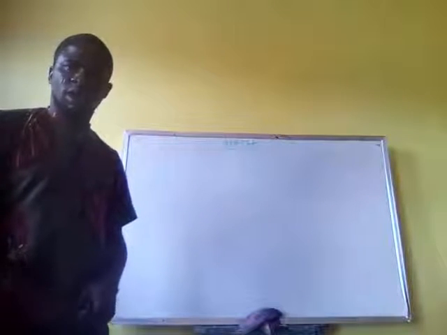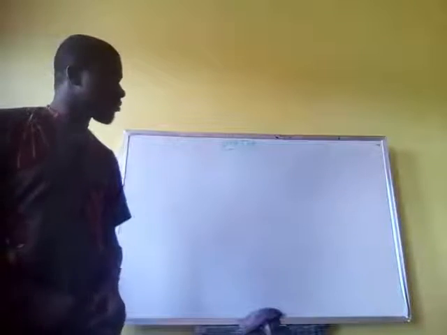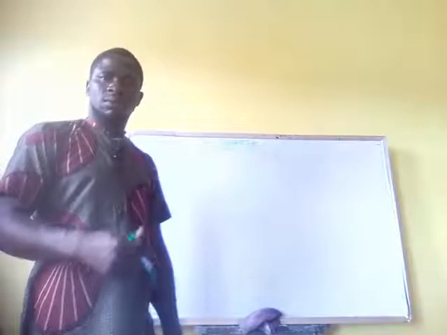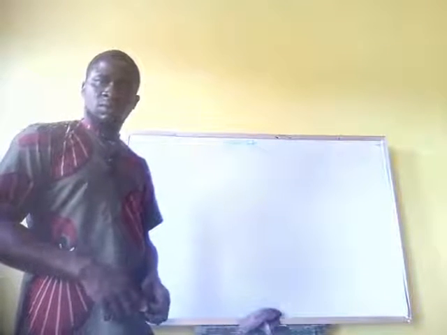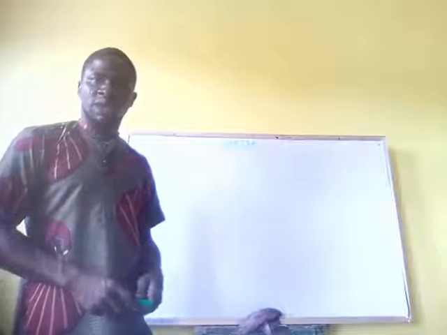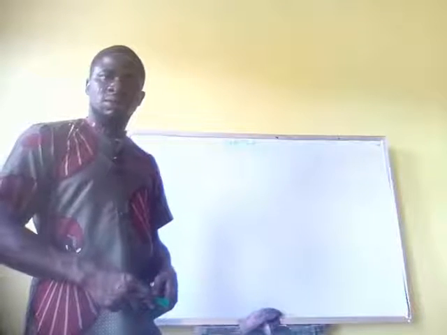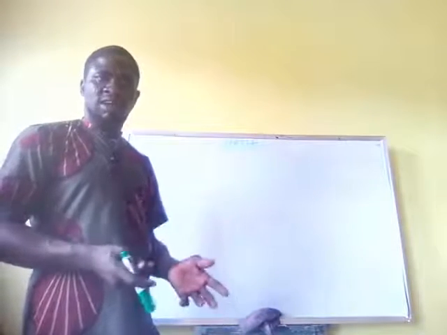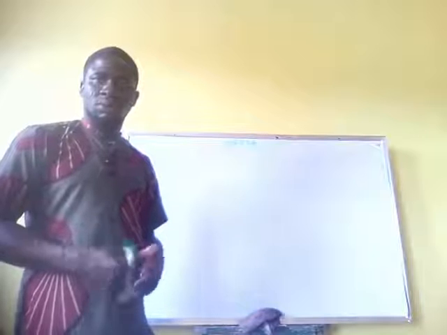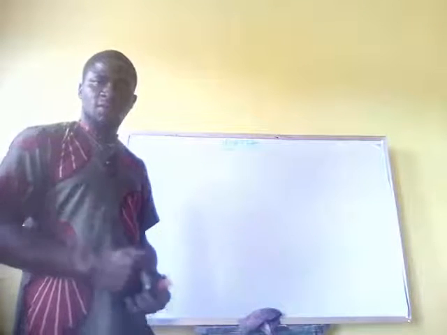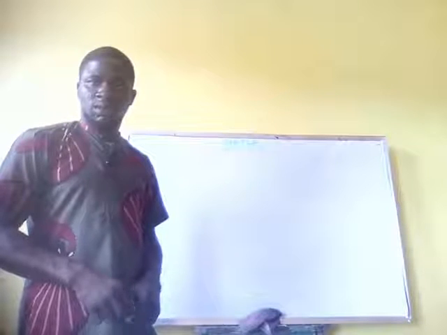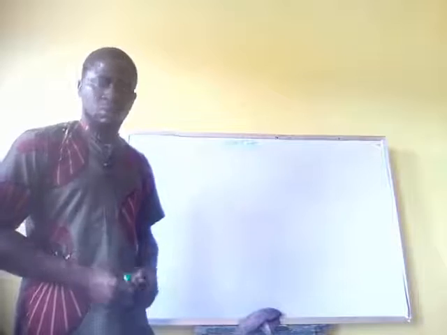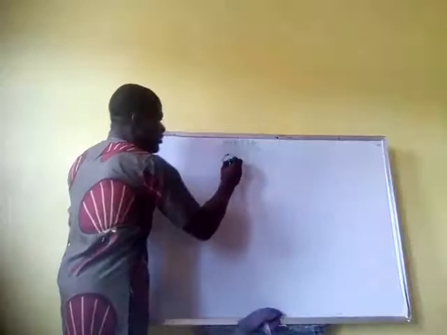I'll be taking you today on quadrilaterals. What are quadrilaterals? They are polygons. When we talk about polygons, we are talking about shapes starting from three sides, a triangle. So quadrilaterals are polygons with four sides and four angles. We are talking about quadrilateral.